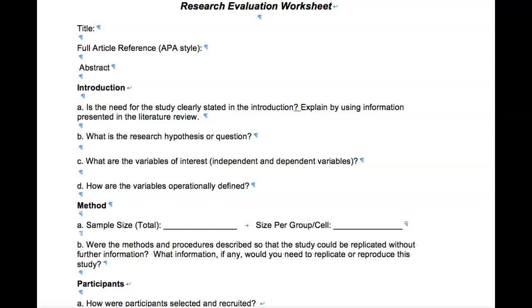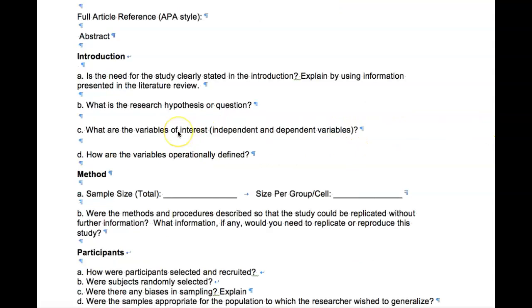What are the variables of interest? If it's quantitative, you'll have independent and dependent variables. If it's qualitative, you'll just have a variable. And then how are the variables defined?